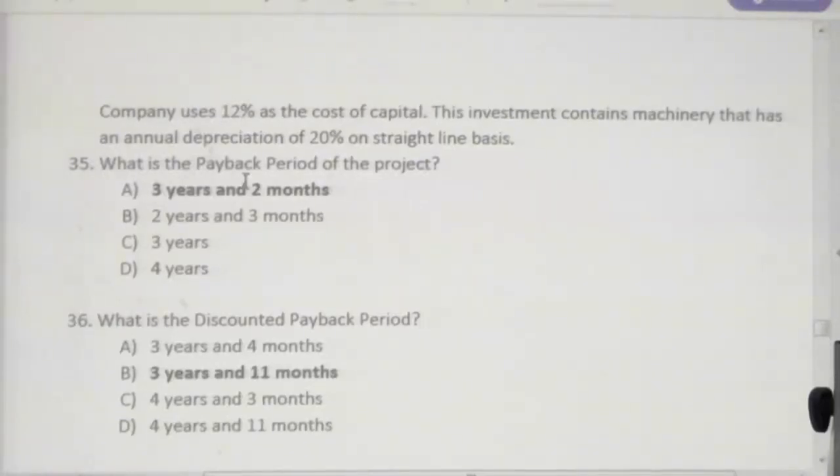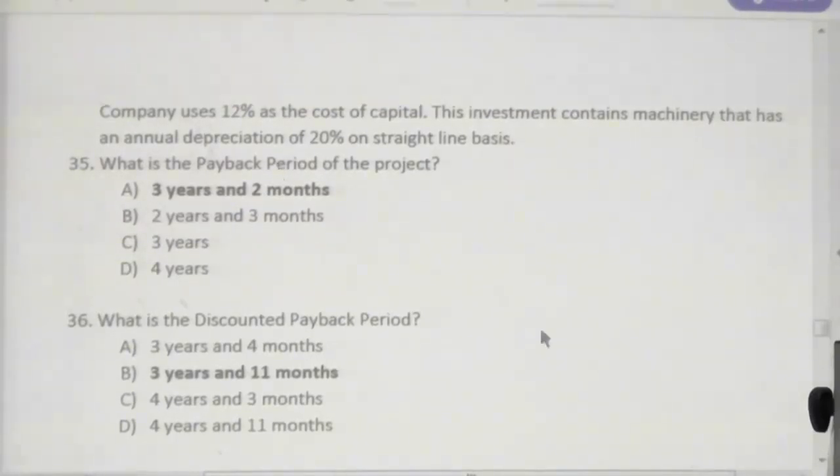Yes, it uses a 12% discounting factor. Depreciation rate is 20% for the accounting rate of return. This is only important for accounting rate of return, because accounting rate of return requires the accounting profit. Therefore you need to deduct depreciation from the cash flow. Otherwise it is not required. Cost of capital is required to discount.